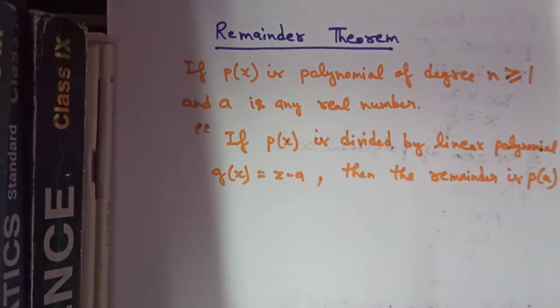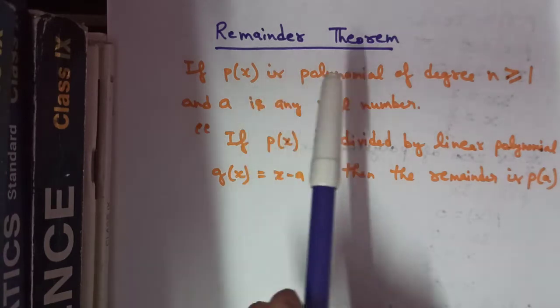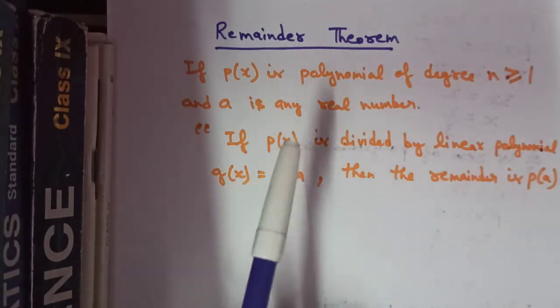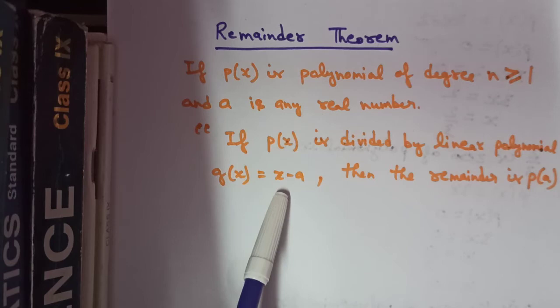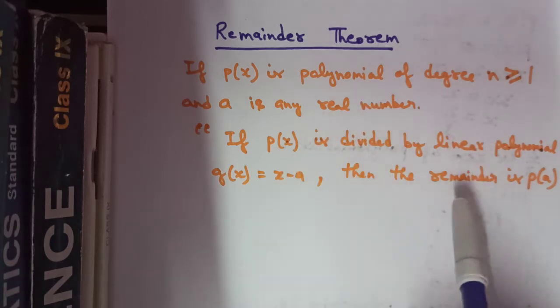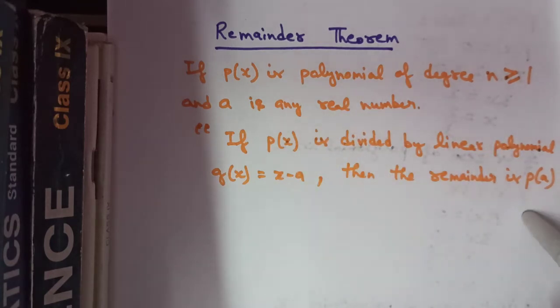Once again I am explaining that according to the remainder theorem, if a polynomial p(x) of degree 1 or more than 1 is divided by x minus a, then the remainder is equal to p(a), that is the value of the polynomial p(x) at x equals a. Let us understand with the help of an example, then it will be more clear to you.